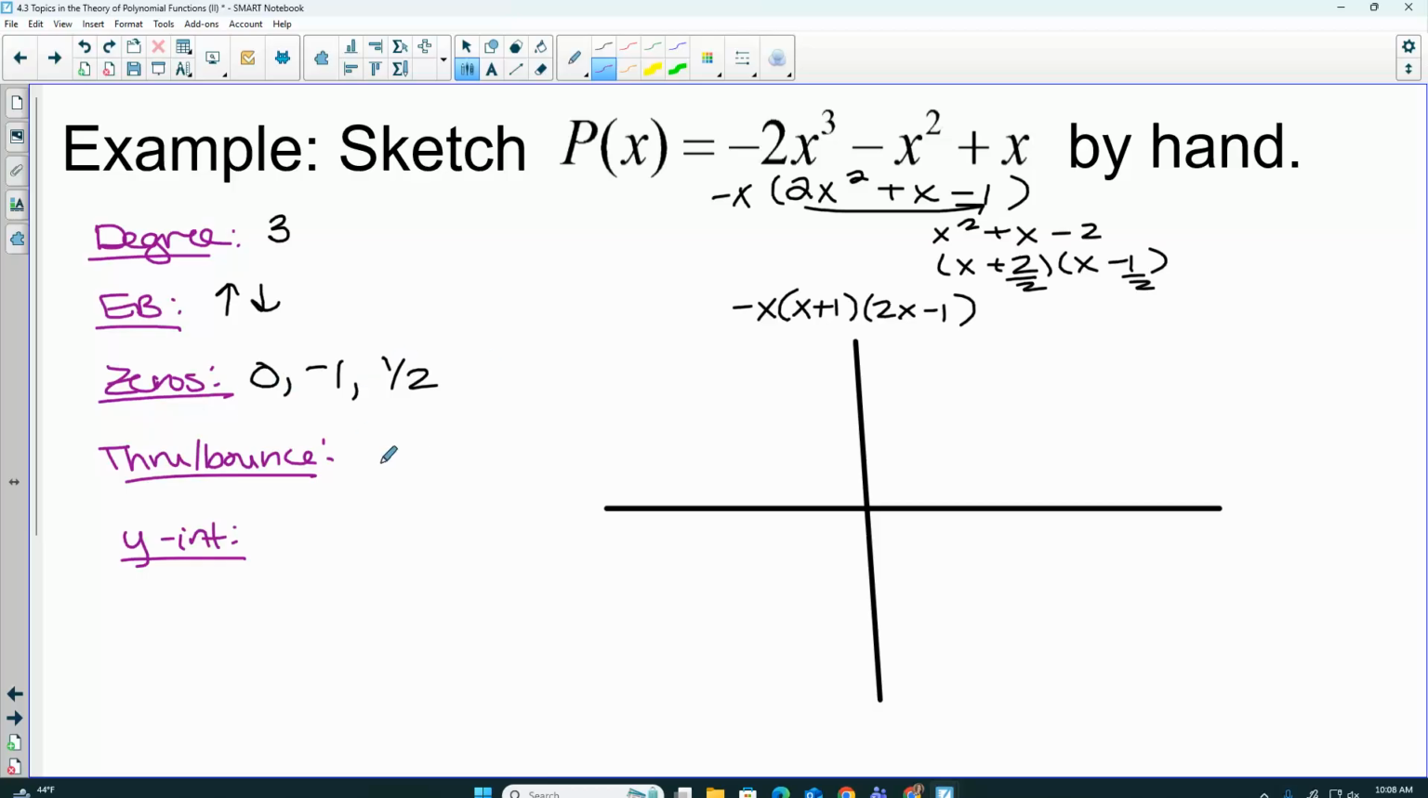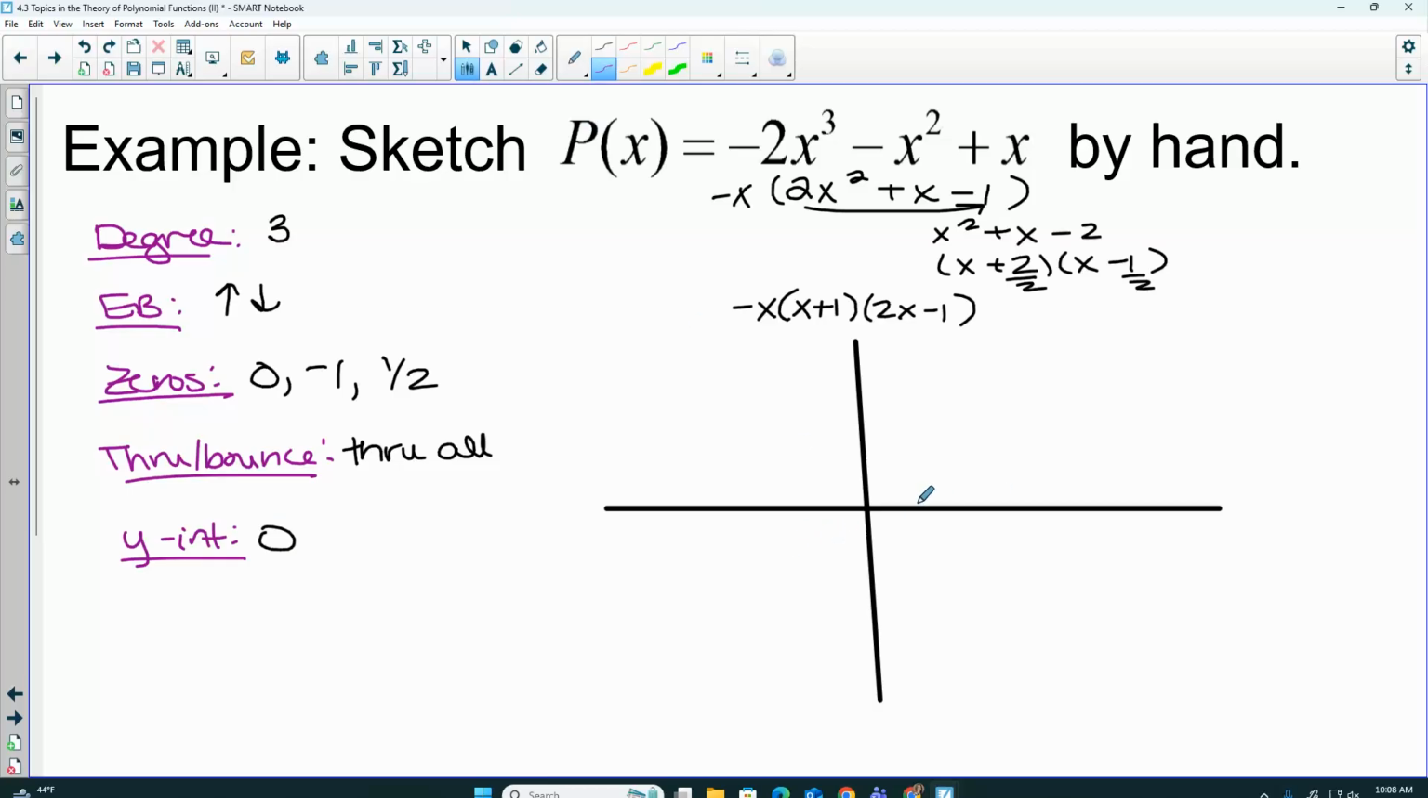Okay, none of these were squared, so the multiplicity is 1. 1 is odd, so it will go through all of them. Y-intercept, if you plug in 0 for all of your x's, you can do it in the original or the factored. What do you get? 0.